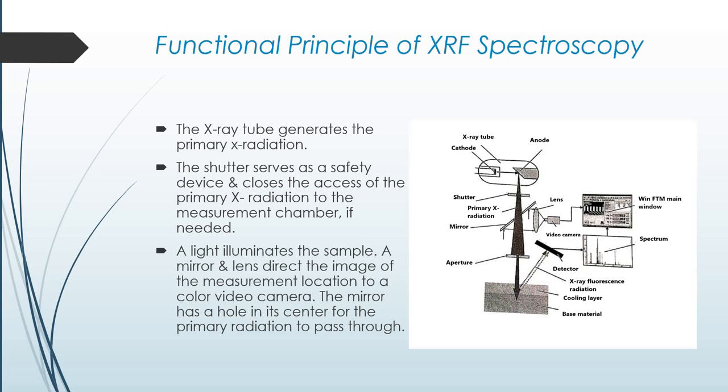The shutter serves as a safety device and closes the access of the primary X radiation to the measurement chamber if needed. A light source, which is not shown in the figure, illuminates the sample. A mirror and lens direct the image of the measurement location to a color video camera. The mirror has a hole in its center for the primary radiation to pass through.